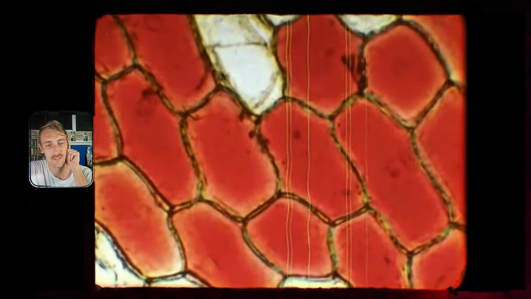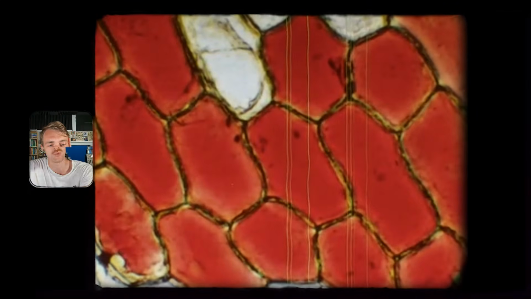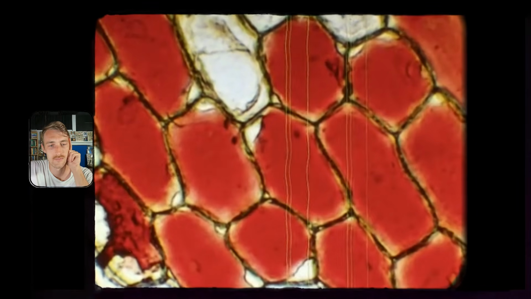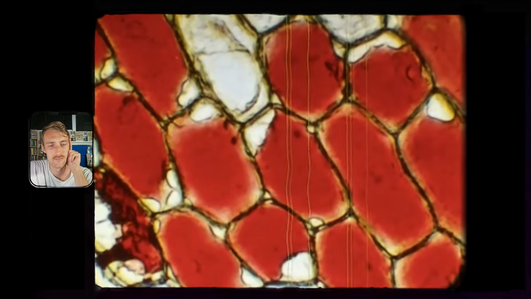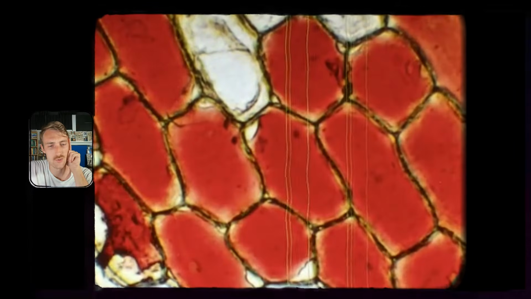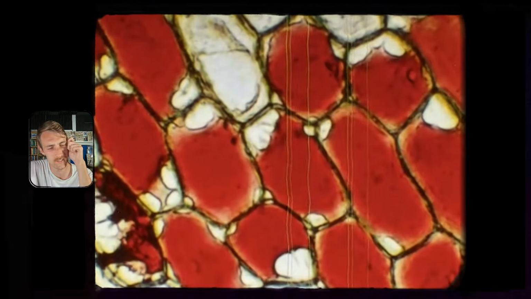The same thing happens to red onion cells, which have been soaked in a strong salt solution. Water diffuses from inside the cell to the outside. So what we're seeing is these cells emptying out? Is that what we're seeing?